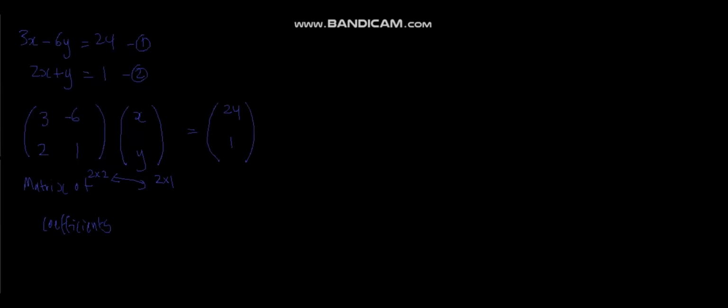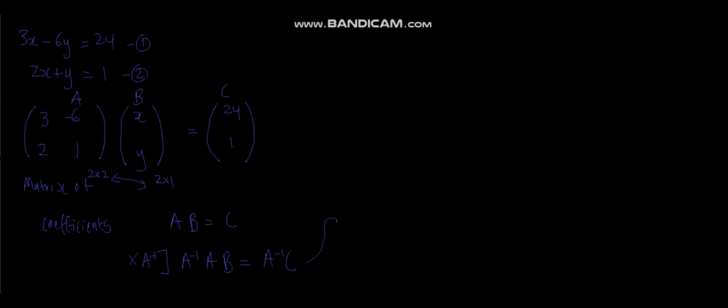So let's put some notation to this. If this is A, let's call this B, and here is C. So we have basically matrix A times B equals C. We want to find the solution for matrix B. So if we multiply both sides by the inverse of A, we would get A inverse times A B, which equals A inverse times C.